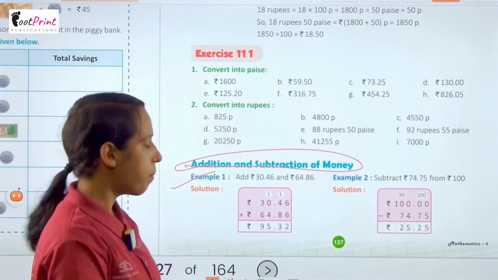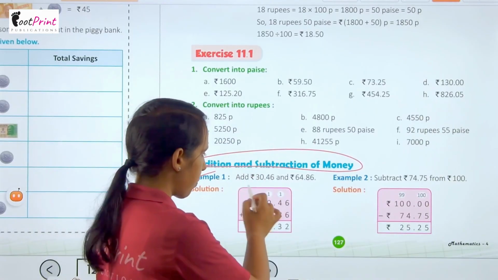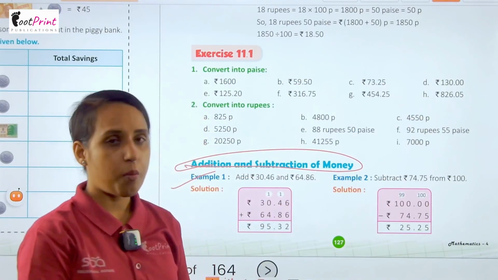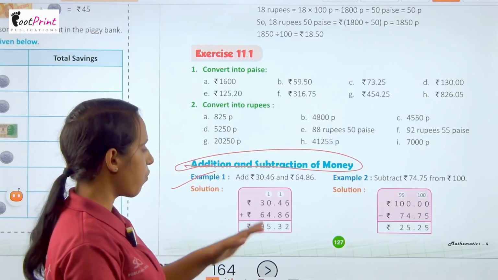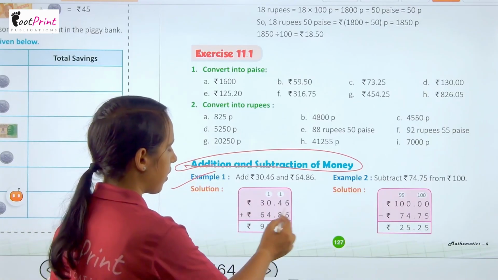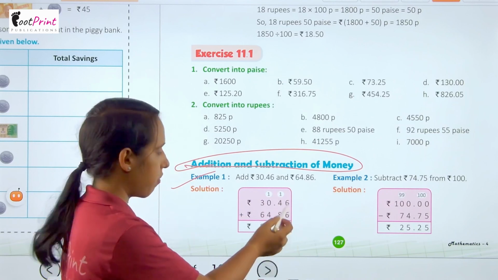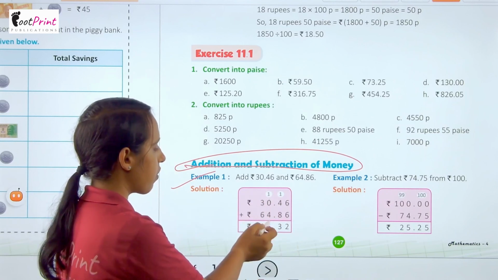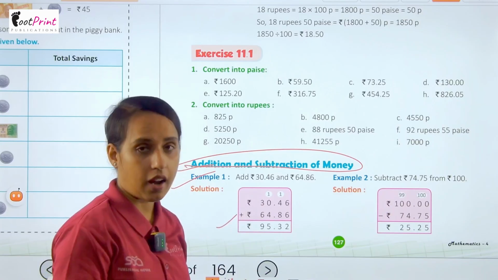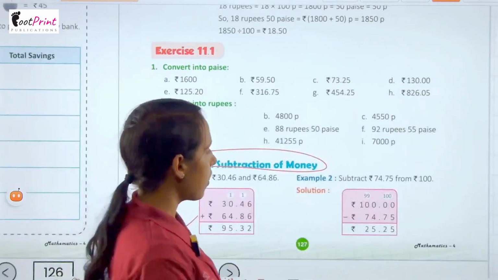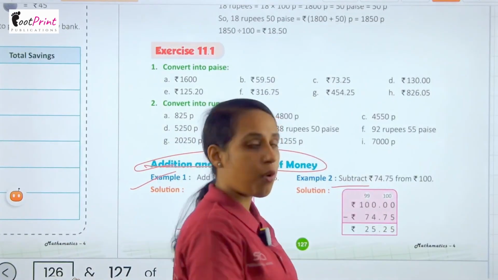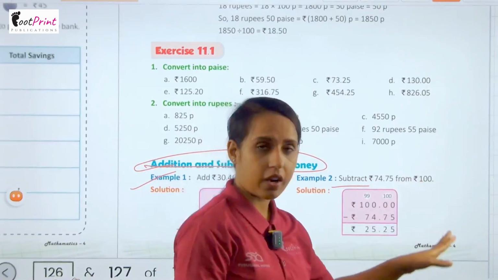Example number 1. Add 30.46 rupees and 64.86 rupees. For that we write it like this, and then we add: 6 and 6 is 12, 1 carry over, 4 and 8 is 12, 1 more, 3, 1 carry over, 1 and 4 is 5, 3, 6, 9. This is our answer.